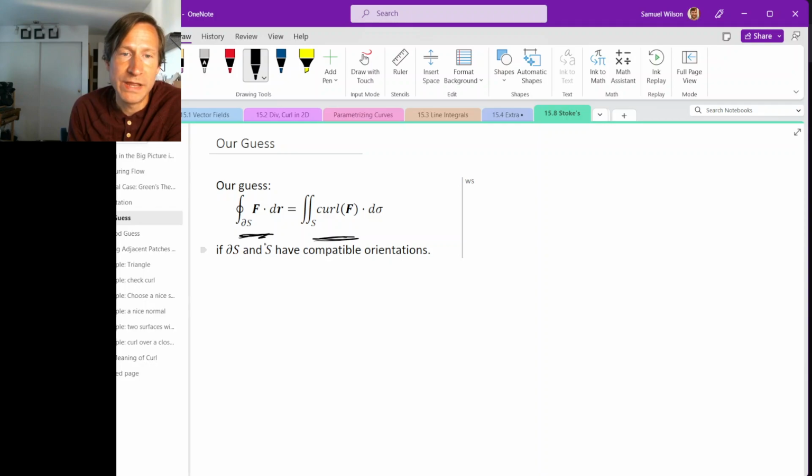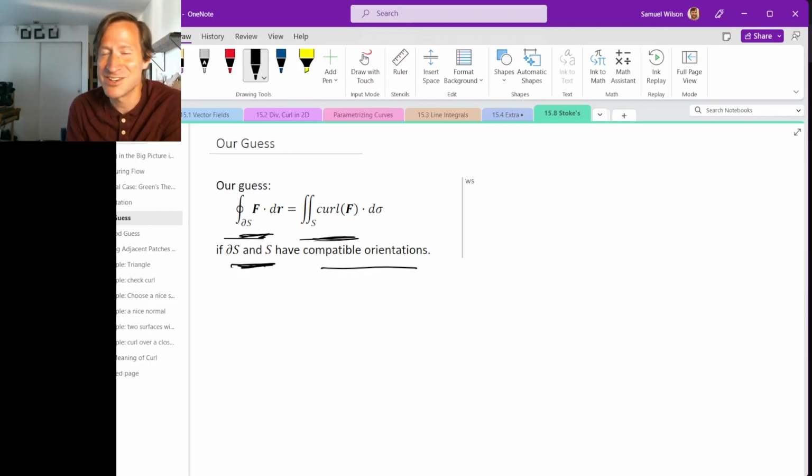So we think that maybe the line integral around the boundary of the vector field is equal to the surface integral over the surface of the curl of the vector field if we have compatible orientations. Of course, if you don't have compatible orientations, one of these will be the negative of the other one. So I guess our next job is to figure out how we are going to prove this.